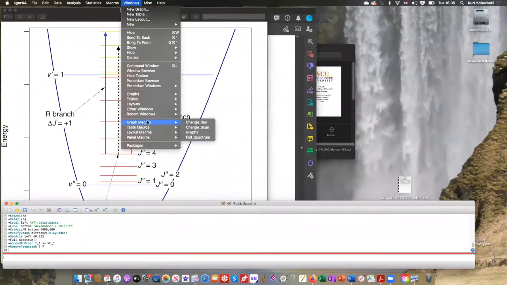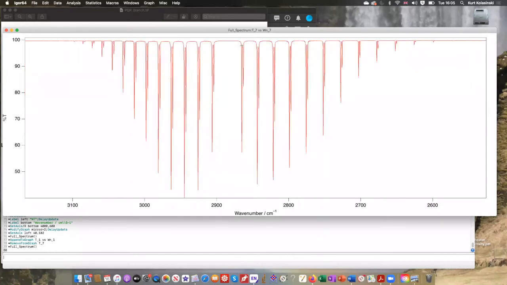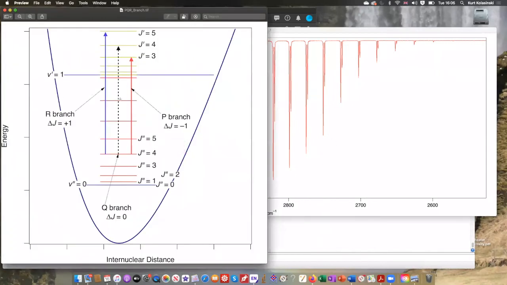All right, let's look again at that full spectrum. Okay, good. We've got something that looks much more useful. What about this HCl region? What's going on here? We'll expand that out. Okay, yes. Oh, wait a second. So here's where the Q branch was. The P branch is on the low energy side. The R branch is on the high energy side, which corresponds to what we expect.